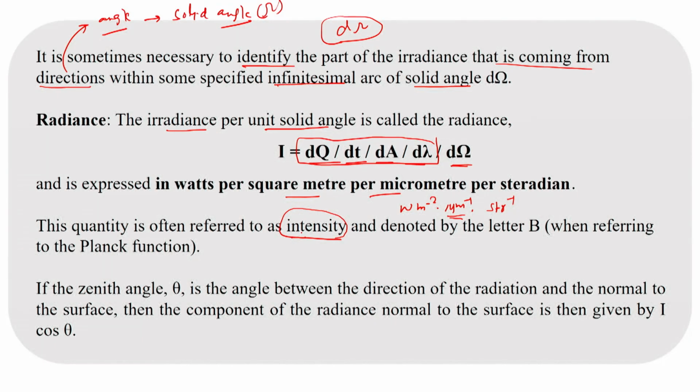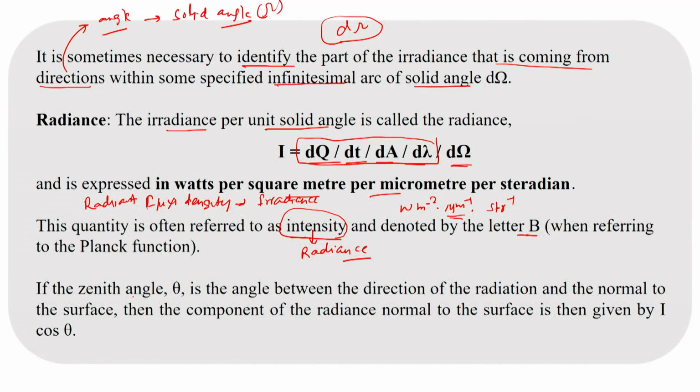Now there is another terminology. If you just remember in the previous slides, we discussed flux density, radiant flux density. And radiant flux density was defined as irradiance. Okay, remember. Similarly, radiance is also sometimes called intensity, and is denoted by the letter B. It's a different terminology. We will see this one. You can use this one.